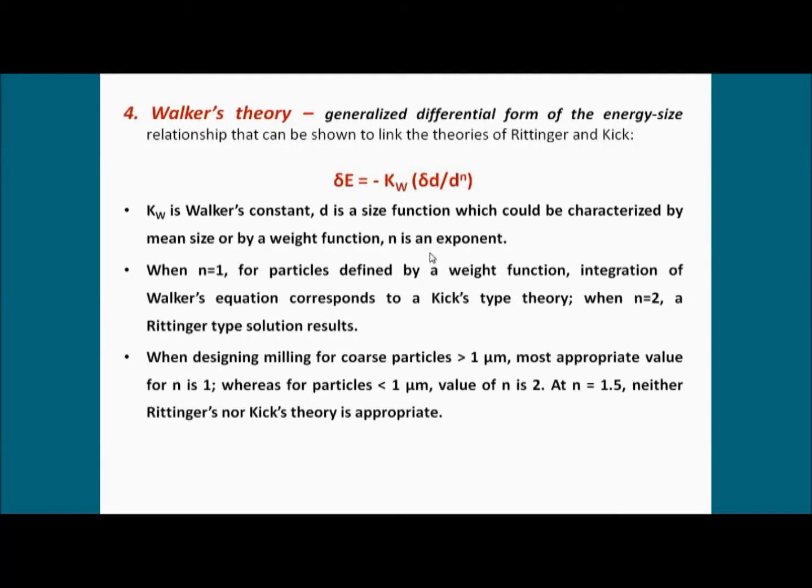So if it is 1, then it will follow the Kick's type theory, and if the size of the particle is less than 1 micrometer, then the value of n will become 2. But if the size of the particle is in between 1 and 2, that is 1.5, then the particle will not follow either the Kick's theory or the Rittinger type theory.